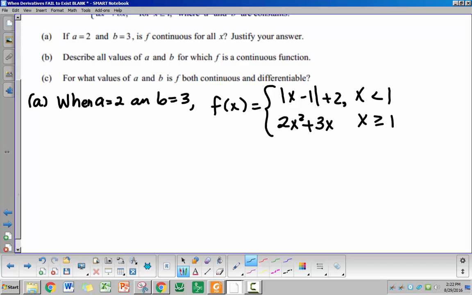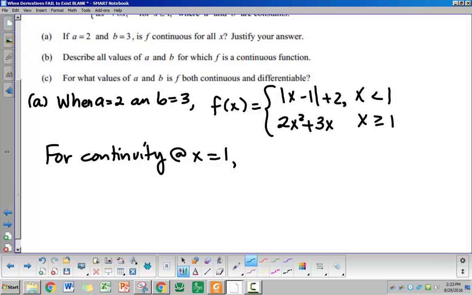Now, your knowledge of absolute value functions, are they continuous? Would you agree that absolute value functions are continuous? So this is continuous left of 1. What about parabolas? So where's the only place I might be concerned? At 1. So I would say for continuity at x equals 1, because that's where I'm worried about it.